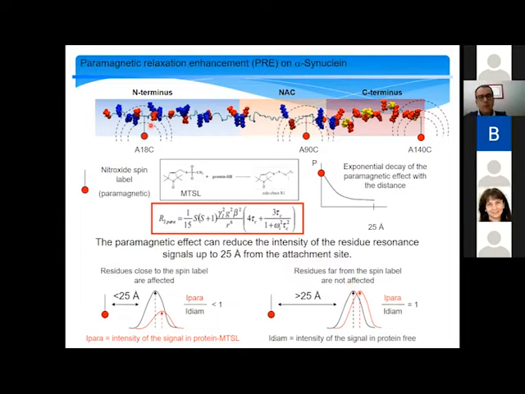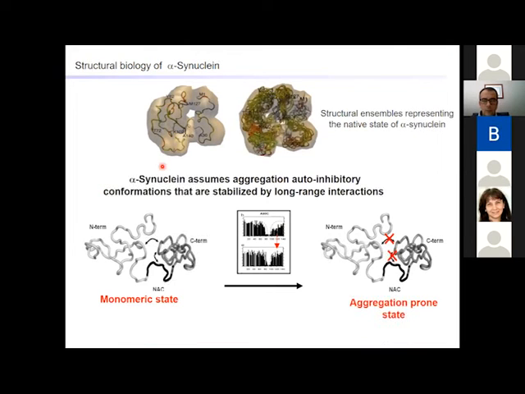So we use some paramagnetic probes that derive from nitroxide spin labels, and we located this paramagnetic nitroxide at different parts of the protein. The sphere of action of this nitroxide was around 25 angstrom from its location. So from this, we built interaction profiles, and from these interaction profiles, we learned that the monomeric state of alpha-synuclein was stabilized by long-range interactions of a transient nature between the C-terminus and N-terminus, which were of an electrostatic nature, and between the C-terminus and the NAC region, which were of a hydrophobic nature. And then if you destabilize these transient long-range interactions, you give rise to a population of an aggregation-prone state, and the aggregation is trivial.